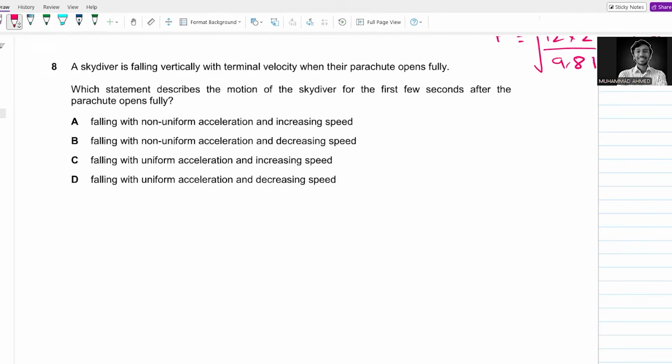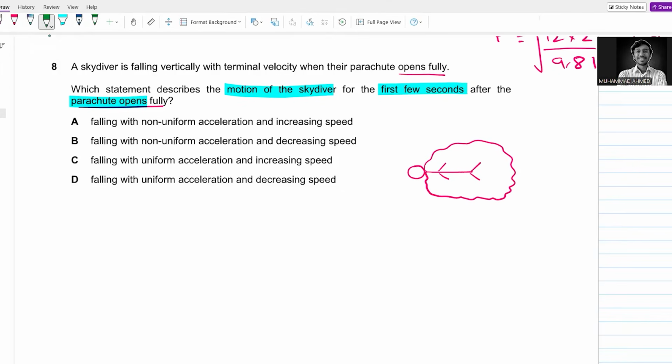A skydiver is falling vertically with terminal velocity when their parachute opens fully. Which statement describes the motion of the skydiver for the first few seconds after the parachute opens fully? अच्छा जी, आपने motion of the skydiver बताना है. You have to tell the motion of the skydiver after the first few seconds when the parachute opens. What will you say? Beta, let's suppose this is the person or the skydiver with the parachute.